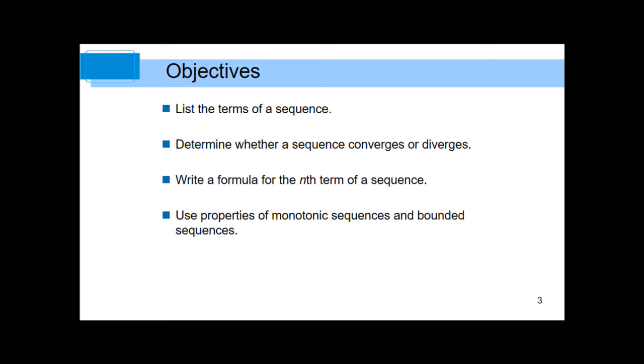What hopefully we can get to is, first of all, we're going to talk about just listing the terms of a sequence and what a sequence is. We're going to try to determine whether a sequence converges or diverges. We're going to be writing a formula for the nth term of a sequence, and we're going to try to get to, hopefully today, using properties of a monotonic sequence and a bounded sequence.